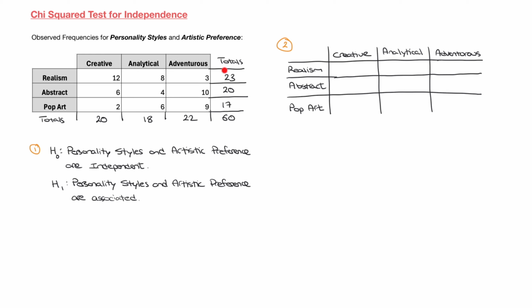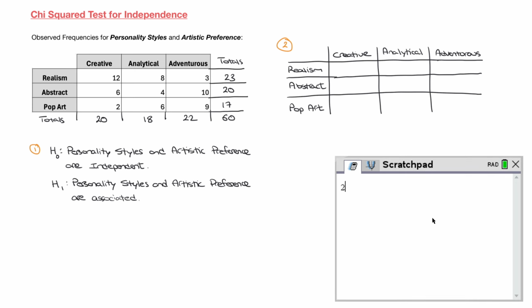Now to calculate the number that goes inside row 1, column 1, I multiply the total of row 1 by the total of column 1, and I divide that by the total number of observations. So that's 20 times 23 divided by 60, which is equal to 7.67, where I'm rounding to 3 significant figures. So I'll write that here, 7.67. For the next cell, we're in row 1, column 2, so I multiply the total of row 1, which is 23 again, times the total of column 2, which is 18, and I divide that by 60. That gives us 6.9. So I enter that here. There we go. That's 6.9.